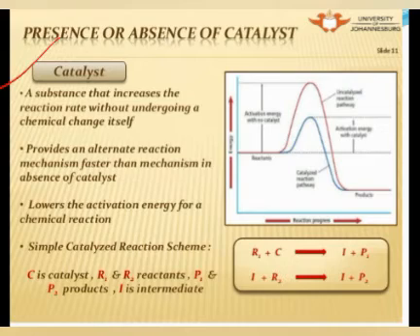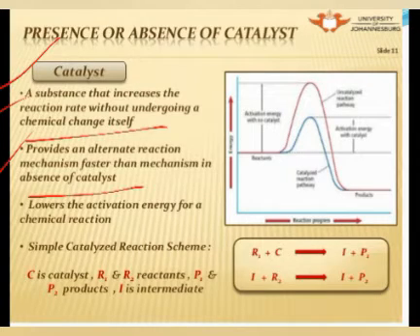So last is catalyst. The presence or absence of a catalyst will also affect the rate of reaction. A substance that increases the reaction rate without undergoing a chemical change is called a catalyst. It provides an alternate reaction mechanism, faster than the mechanism in the absence of the catalyst. It lowers the activation energy for a chemical reaction, so the rate of reaction is higher.